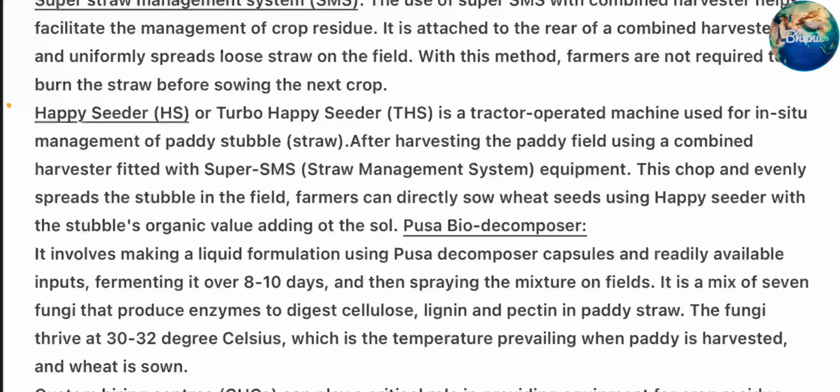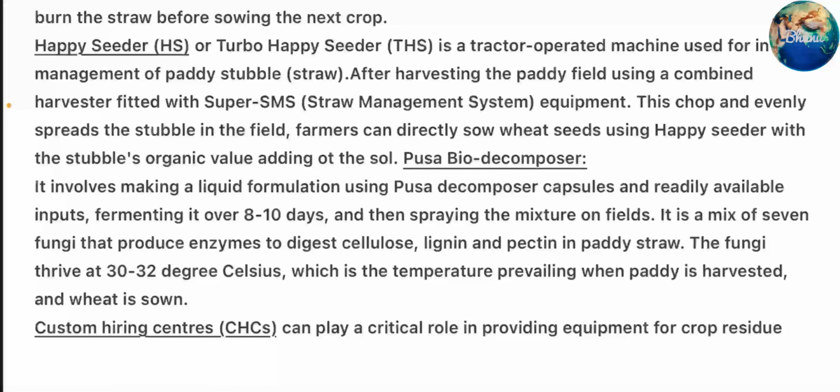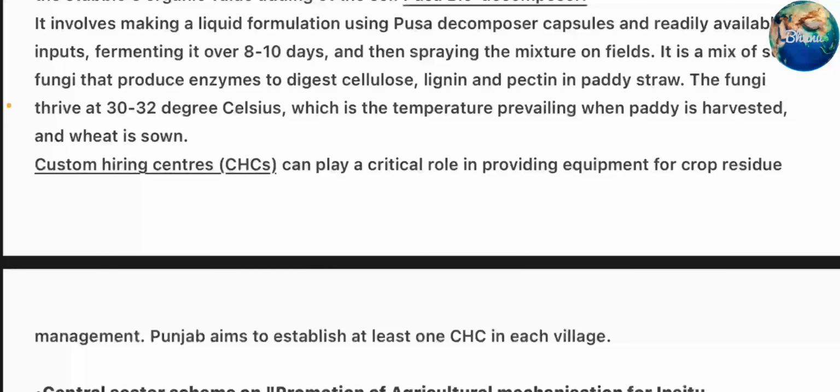PUSA bio-decomposer. It involves making a liquid formulation using PUSA decomposer capsules and readily available inputs, fermenting it over 8 to 10 days, and then spraying the mixture on fields. It is a mix of 7 fungi that produce enzymes to digest cellulose, lignin, and pectin in paddy straw. The fungi thrive at 30 to 35 degrees Celsius, which is the temperature prevailing when paddy is harvested and wheat is sown. Next, custom hiring centers.